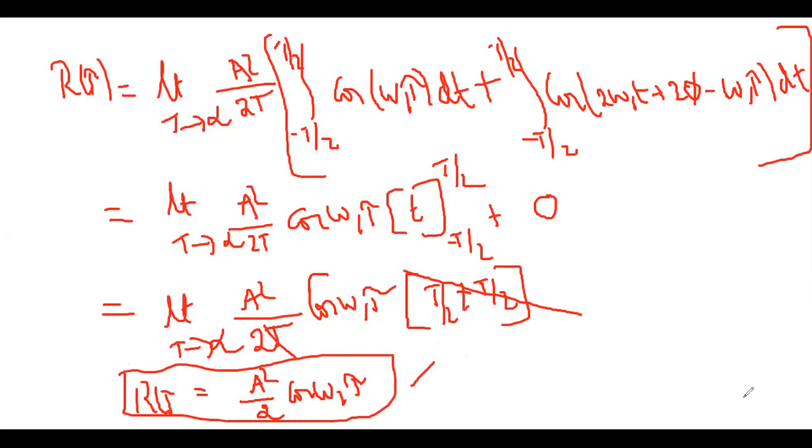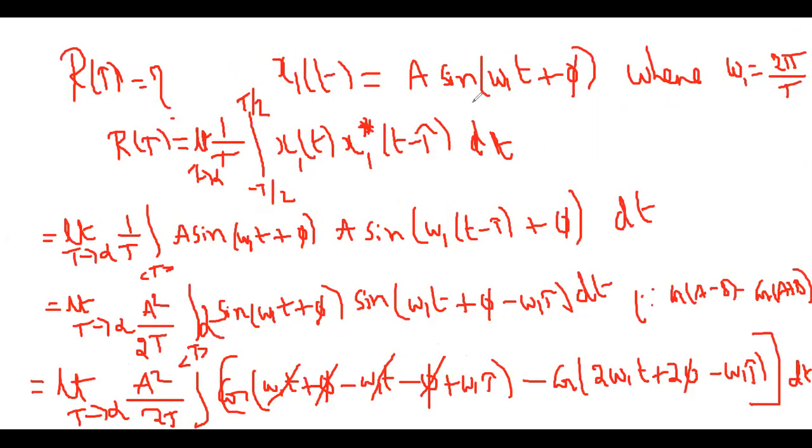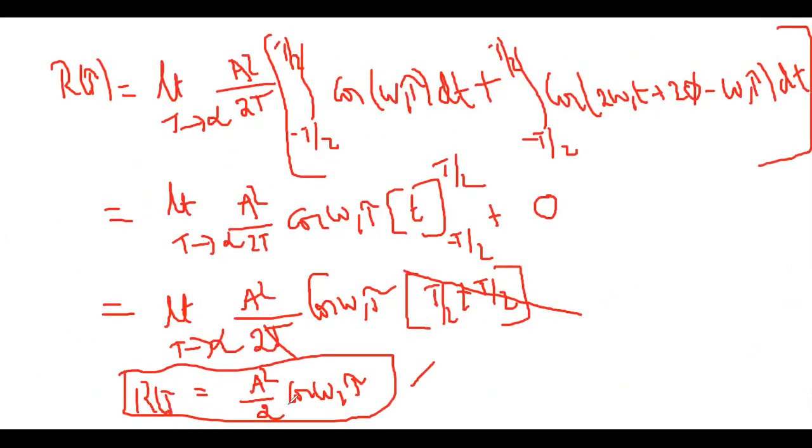For the given signal x1 of t is sine omega 1t plus 5 in the full cycle, the autocorrelation function we got is A square by 2 cos omega 1 tau. Okay, so like that we can do any examples given for the signals, any signal, to find out the autocorrelation function.